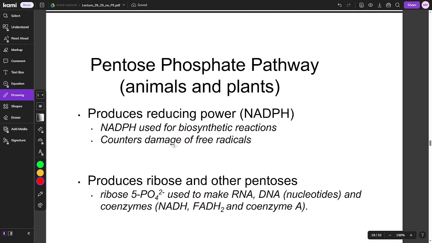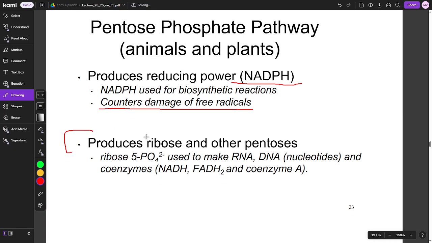And now we're on to the pentose phosphate pathway. The pentose phosphate pathway is a separate thing from the Calvin cycle. I want to make that very clear. And similar to the Calvin cycle and the electron transport chain within plants, it produces NADPH, and it also produces riboses and other pentoses, but the usage is a little bit different. For the pentose phosphate pathway, it produces this reducing power to counter the damage of free radicals. So it's supposed to counter oxidative stress.